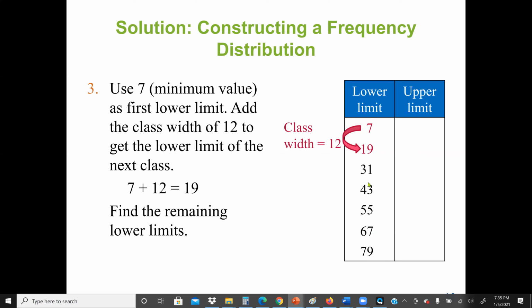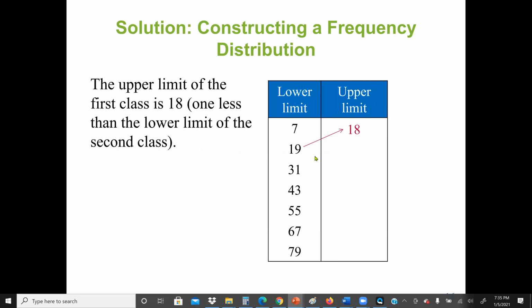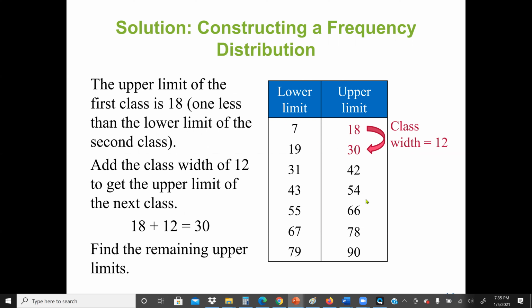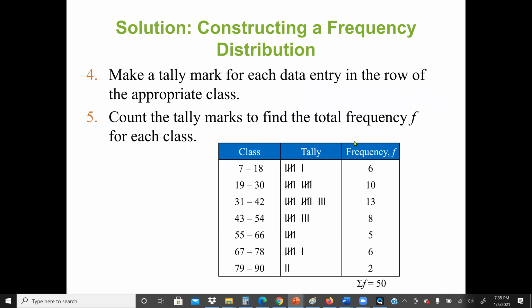The same thing we are going to do for the upper limit. Since the lower limit is 19, we're going to start with 18. Then we add 12 to it, to get 30, 42, 54, 66, 66 plus 12 is 78, 78 plus 12 is 90. So now we know our lower limits and also our upper limits. So we move to the next step to get our tally.